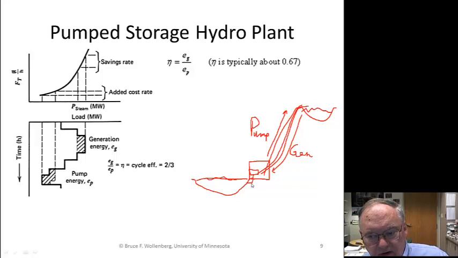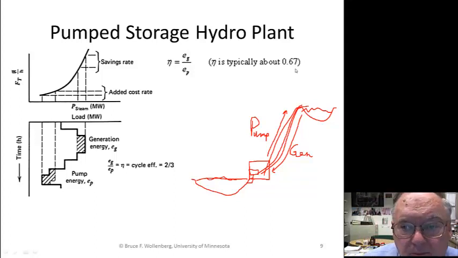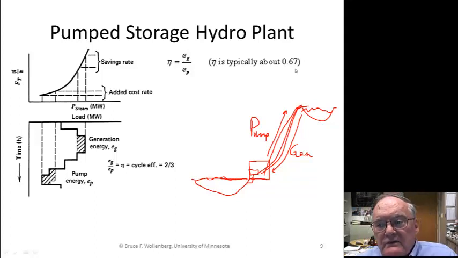You put electricity in, you move the water up, you move the water down, and you get electricity back. The overall efficiency of pumping and then generating, you get about 2/3 of the electricity back. Well, you say, boy, I waste 1/3 of the energy. Well, it turns out that there are tremendous advantages, and you can store huge amounts of electric power, hundreds or thousands of megawatt hours in these facilities.